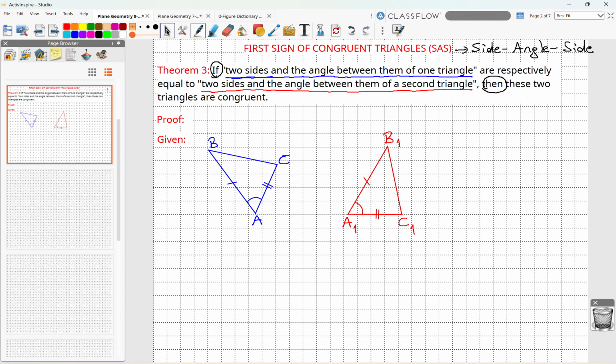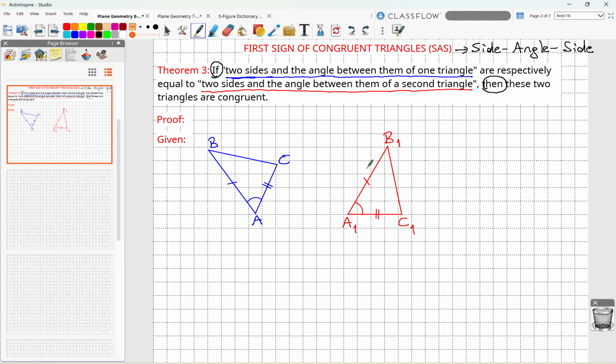What I see about these two triangles is that side AB of the first triangle is equal to side A1B1 of the second triangle. Side AC of the first triangle equals side A1C1 of the second triangle. And the angle between these two sides, angle A of the first triangle, is equal to the angle between these two sides, angle A1 of the second triangle. So that's the given information. I'm quickly grouping these letters and my triangles so that they move together.